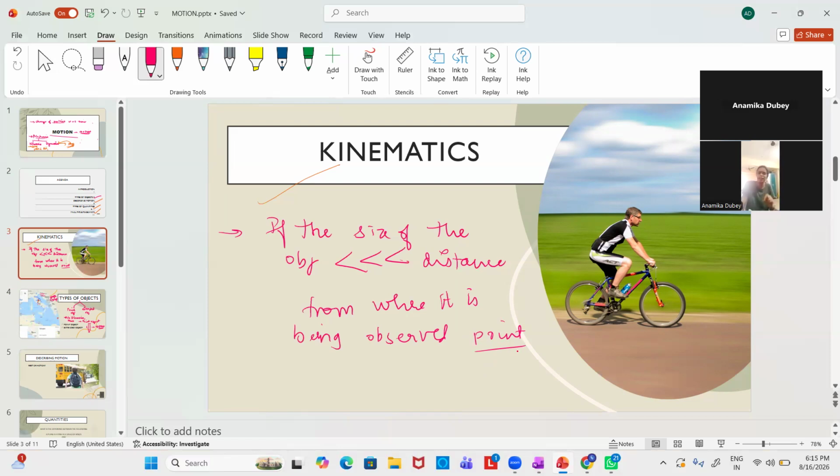Also, a very important thing: whenever you're flying high in an aeroplane, you can see the buildings very short. Actually they are not short, but you are observing from a large height. So it appears to be a point. I hope it is clear.